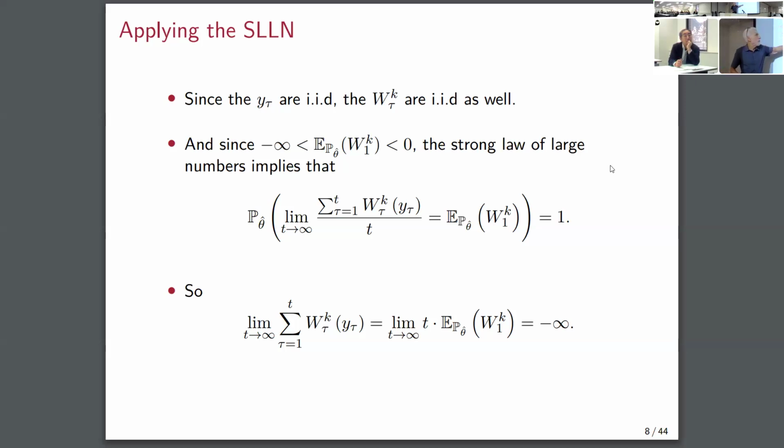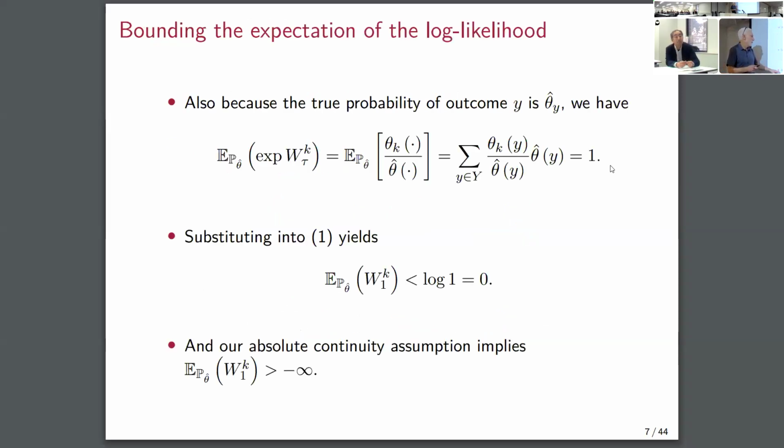Well, if the average is converging to one, then the sum, it's just T times the average, is converging to minus infinity. Good. So what happened there? Where's the minus something? This thing is negative.